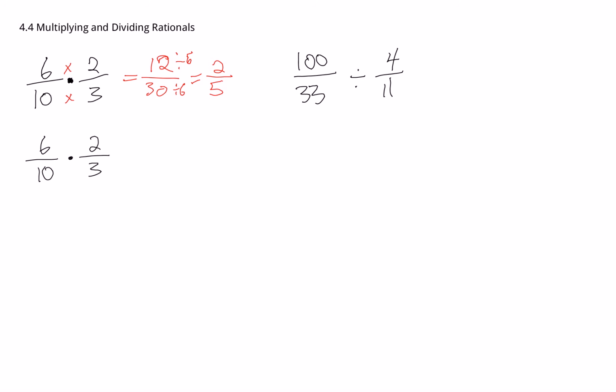So if we actually changed 6 to, that's the same thing as 3 times 2, and if we change 10 to 5 times 2, you can see now what we're basically doing is getting some common factors on the top and bottom. So we could cancel out a 2 on the top and bottom, and we could also cancel out a 3. So then our final answer, we just have a 2 left over on the top and a 5 left over on the bottom. So you can see we get the same answer whether we multiply first and then simplify, or if we just simplify and then cancel things out.